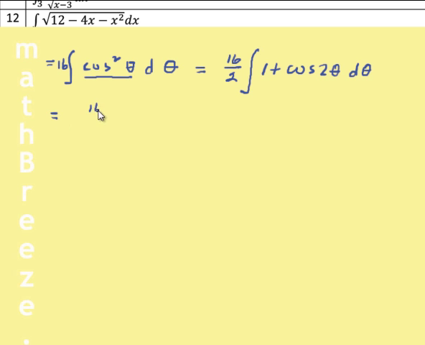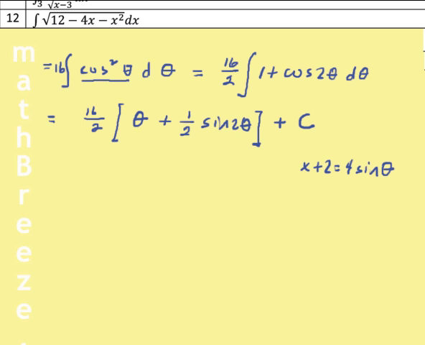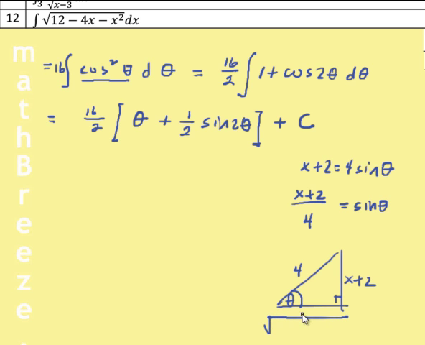Now let's integrate. The integral of 1 is theta. The integral of cos 2 theta is 1/2 sine 2 theta. Alright, now we want to substitute back. Let's remember we had x plus 2 is equal to 4 sine theta. Okay, so that means x plus 2 over 4 is equal to sine theta. And we draw a little triangle. Opposite, hypotenuse. This third side is the square root of 16 minus x plus 2 squared.